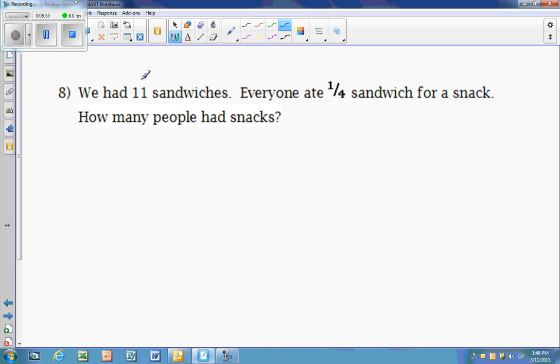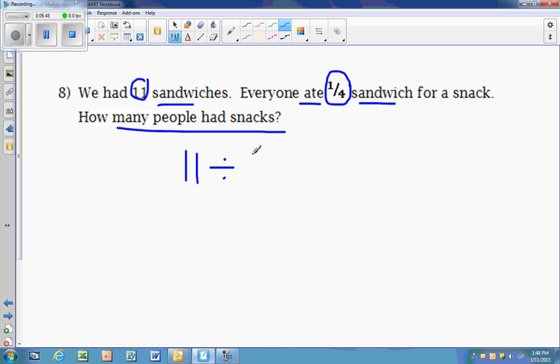Next, we have 11 sandwiches. Everyone ate 1/4 of each sandwich for a snack. How many people had snacks? So what we're doing is we're taking our 11 sandwiches and seeing how many fourths are in it, or how many quarters. So we're dividing it up.